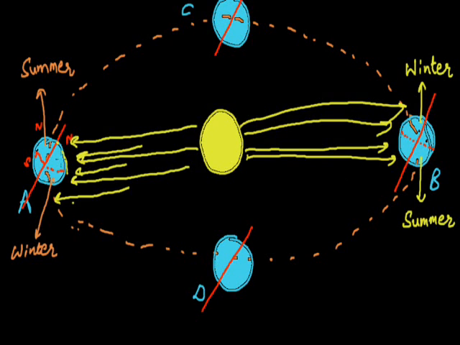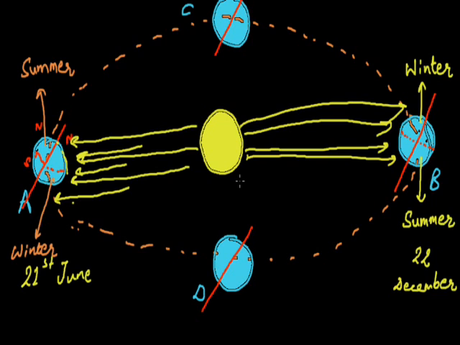Now what we see is that this is the position of 21st June, and it is the hottest day in the northern hemisphere, while this is the day of 22nd December, and this is the coldest day of winter in the northern hemisphere, while it is the hottest day of summer in the southern hemisphere. Now, what happens in the conditions C and D?